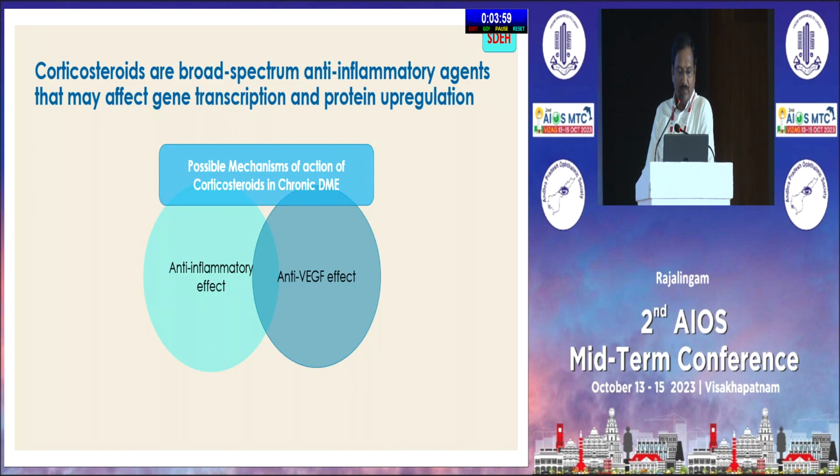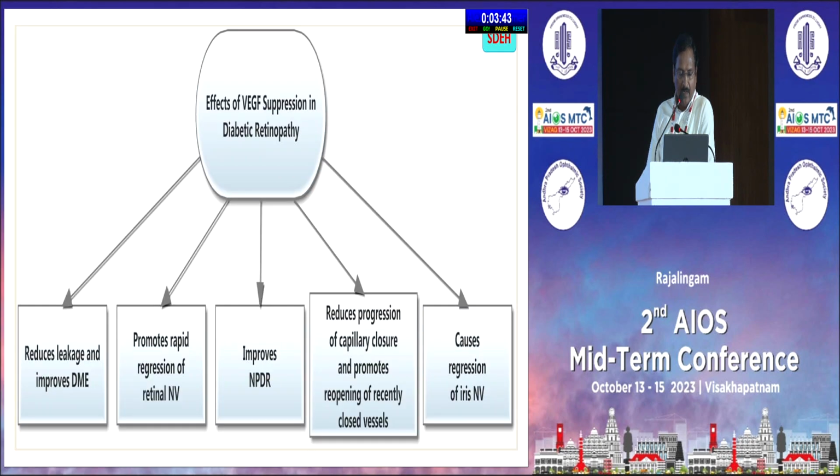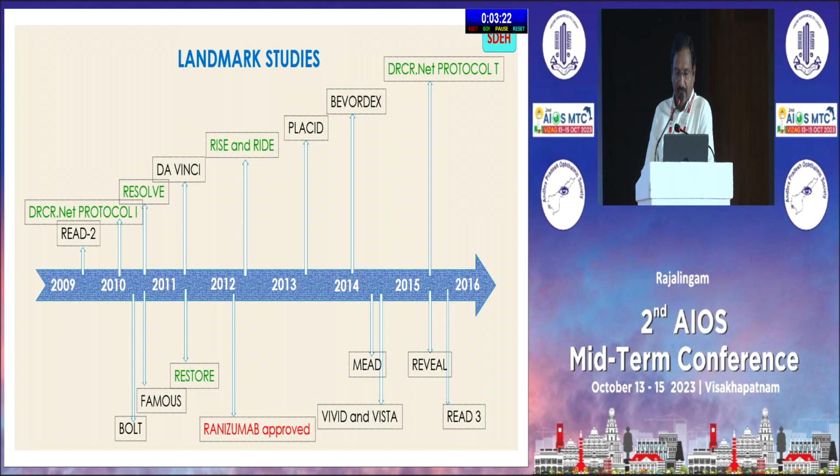Steroids act in chronic CME as an anti-inflammatory, and an anti-VEGF effect will be there. These are the different types of anti-VEGFs available, with all specifications mentioned here. And anti-VEGFs act by reducing leakage and improving DME, by promoting regression of retinal neovascularization, and improving NPDR, by reducing progression of capillary closure and promoting reopening of the recently closed vessels, and by causing regression of iris neovascularization.